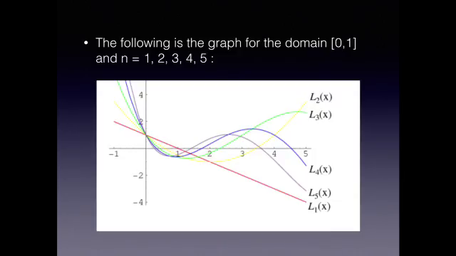Here is the graph for the Laguerre polynomials with values of n ranging from 1 to 5, from L1 of x to L5 of x. And we can see the varying graphs of each set of Laguerre polynomials.